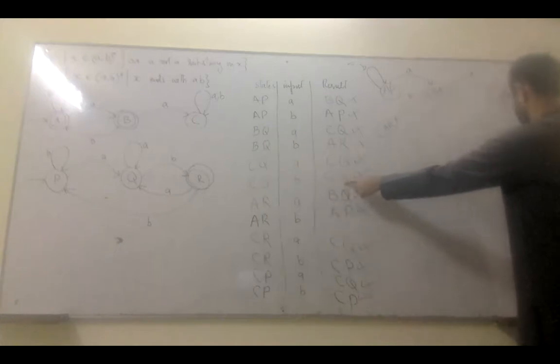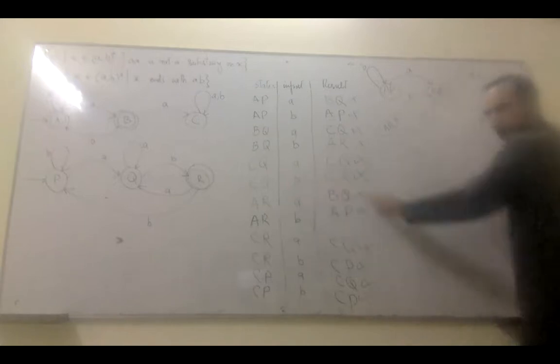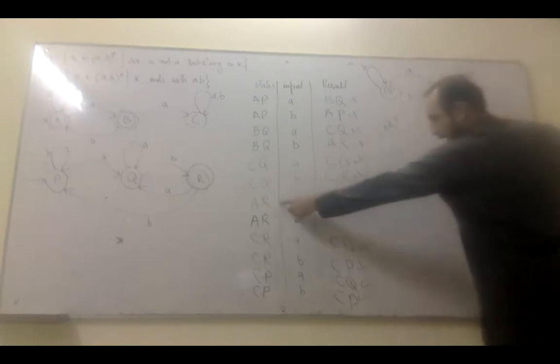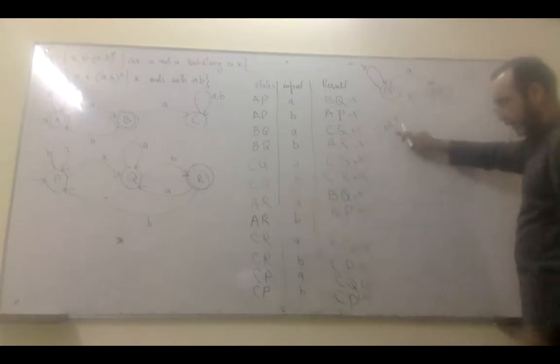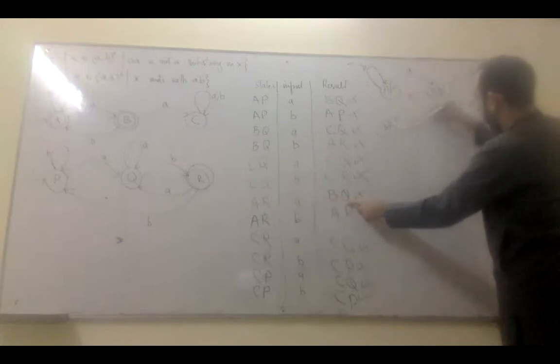CR is not available. So what? CQ taking B. So this is now my CR, and this is taking B. This one. Now AR taking A. This is AR. Taking A, I am reaching at BQ. This one.